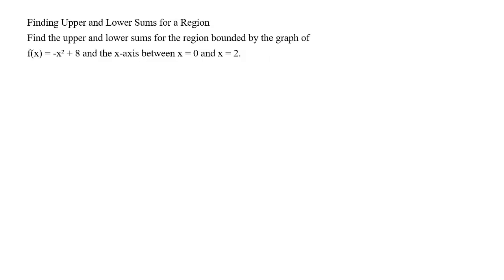All right, this is a doozy of a calc problem. We're going to find the upper and lower sums for a region bounded by the graph of f(x) = -x² + 8, and the x-axis, from where x is 0 clear up to where x is 2. And so we're going to use summation notation to do this.